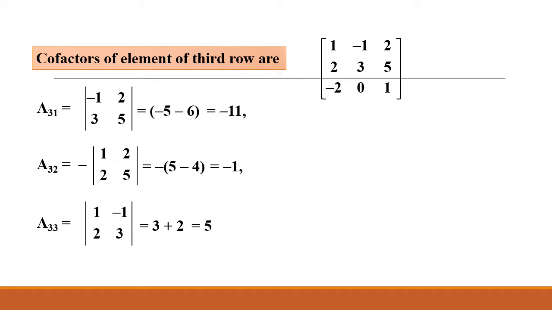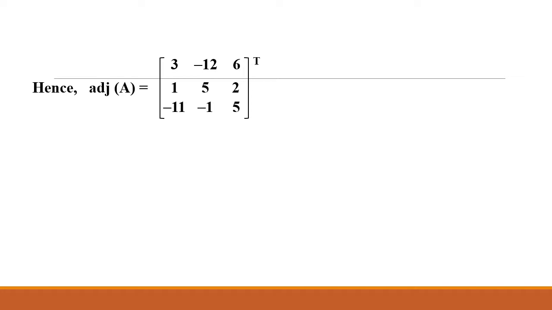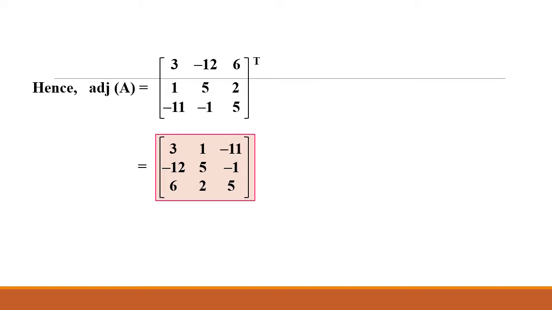So we have calculated the cofactors of all three rows. We will replace each element by its cofactor first, and then take the transpose of the matrix. So the adjoint of A will be equal to [3, 1, -11; -12, 5, -1; 6, 2, 5]. So while calculating the adjoint, the first step is to calculate the cofactors of all the elements, replace each element by its cofactor, and then take the transpose of the obtained matrix.